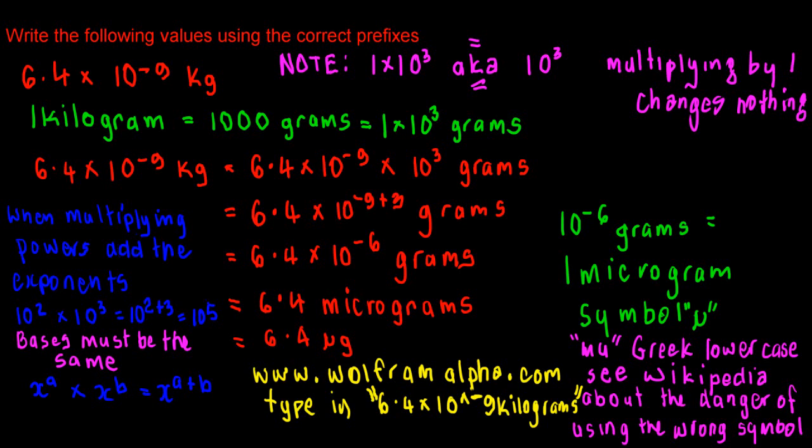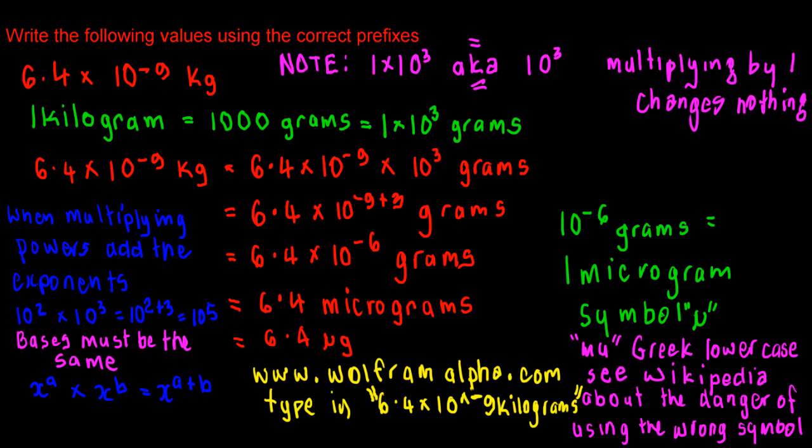Alright, so that gives us 6.4 times 10 to the negative 9 plus 3. Negative 9 plus 3 is negative 6, so 6.4 times 10 to the power of negative 6 grams. Now it's back to our old 1 times 10 to the power of negative 6 grams. 10 to the negative 6 is called micro. The microgram.